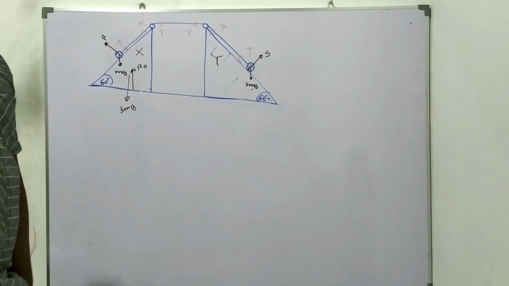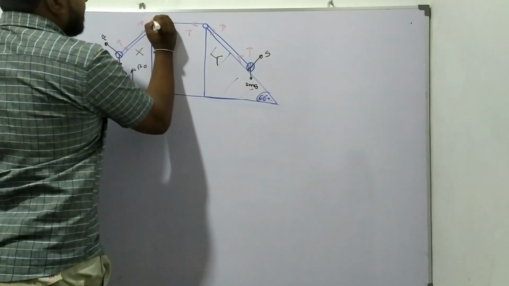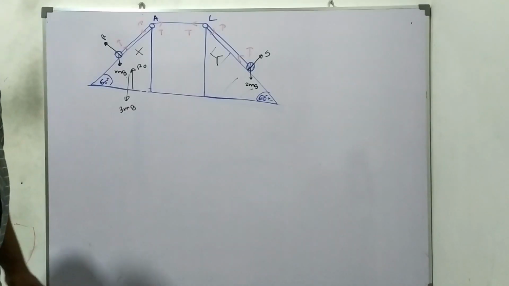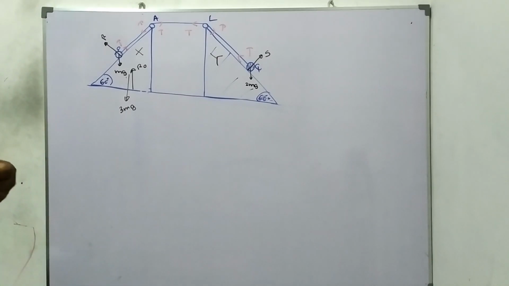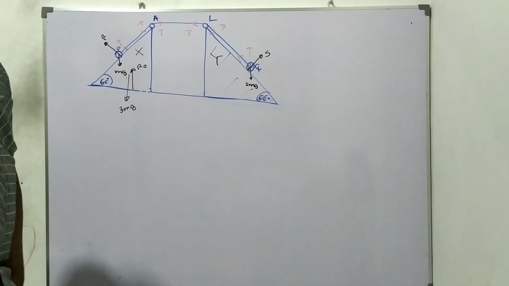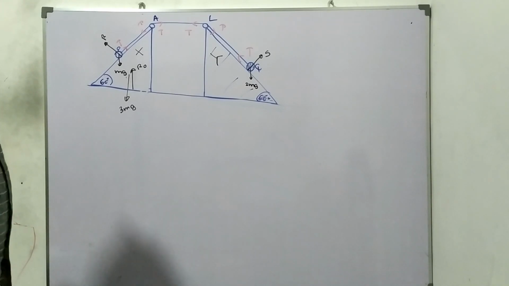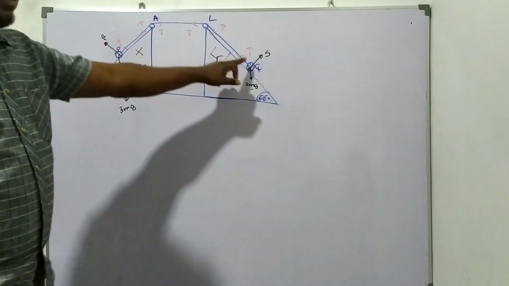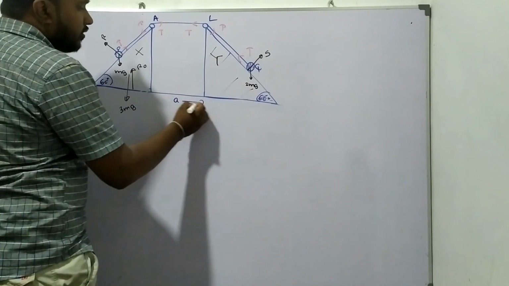At the initial position, the particles P and Q are held on AC and LN respectively. Here this is A, this is L. So the particles are P and Q, the masses are m and 2m. They are held such that AP equals AL equals LQ. AP, LQ and AL are equal, at the starting position.